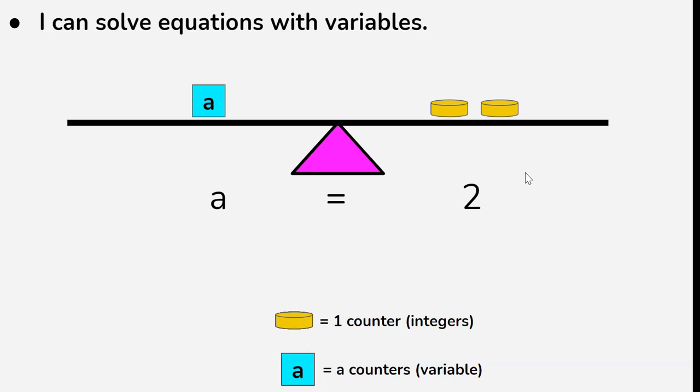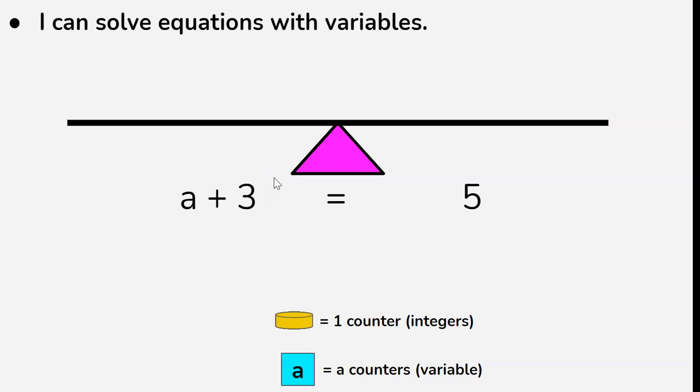So this was a very simple one. We now know the value of a is 2 because all we have on this side of the equation is a 2 and all we have on this side is a. They must be equal, so that must mean that a is worth 2 counters, 2 integers.